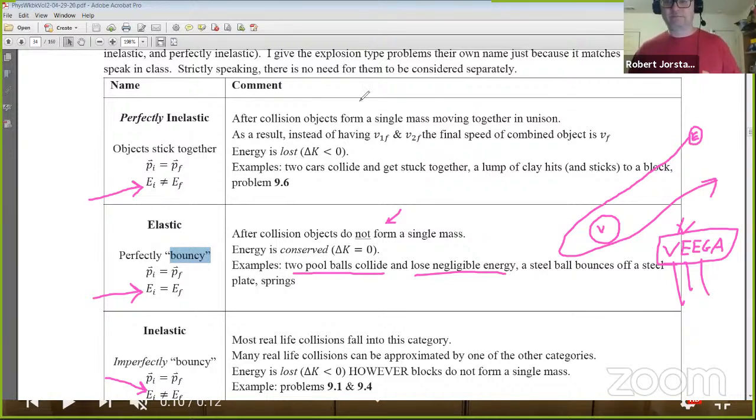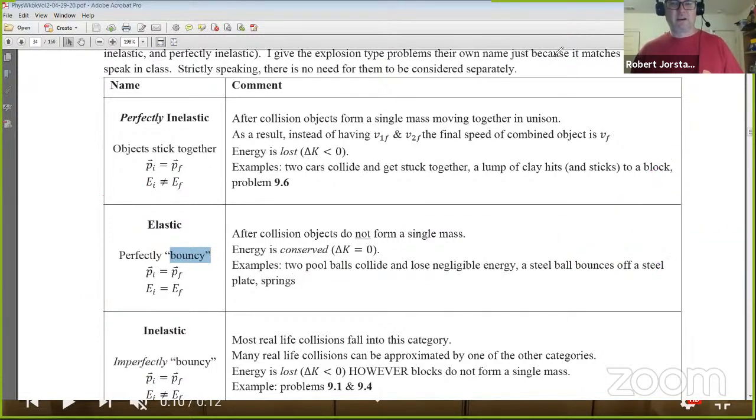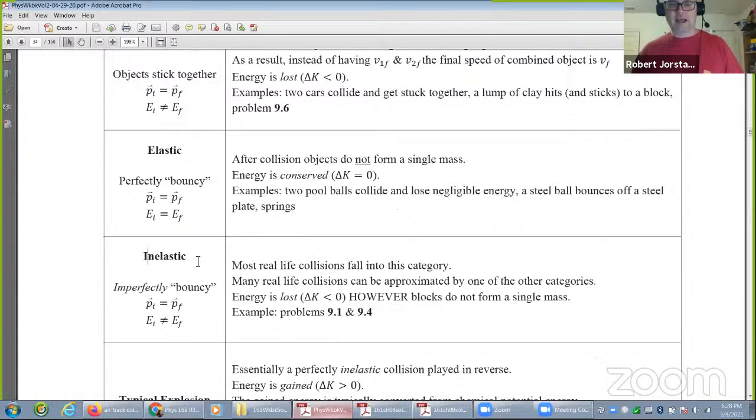All right, so whatever. You read about that on your own. It's kind of cool though. All right, so let's do this. Inelastic, I call that imperfectly bouncy. Most real life collisions are this type. However, many real life collisions can be approximated by the others. That said, you lose some energy. However, the blocks do not form a single mass.